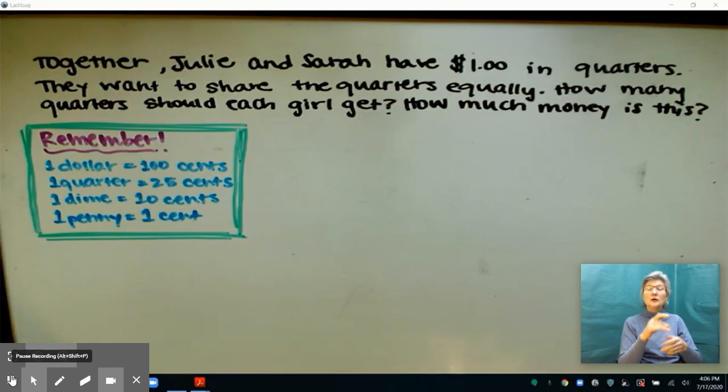Together, Julie and Sarah have $1 in quarters. They want to share the quarters equally. How many quarters should each girl get, and how much money is this?